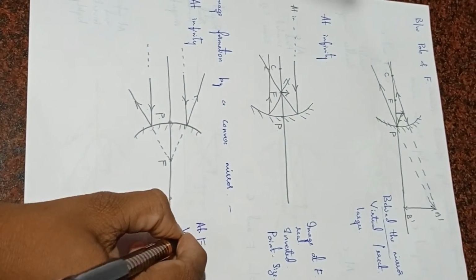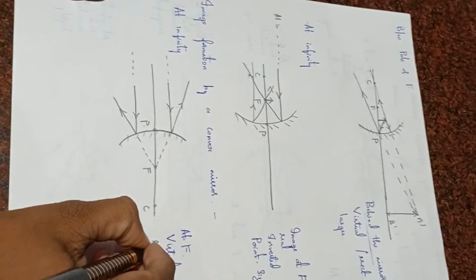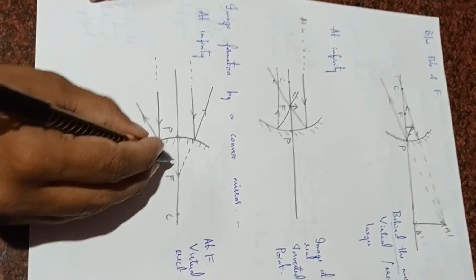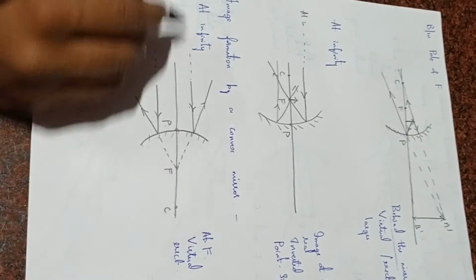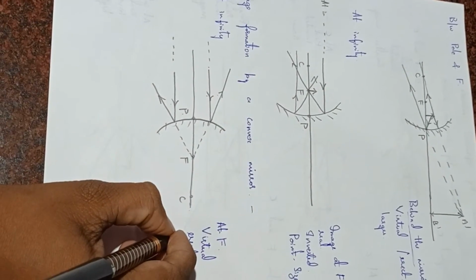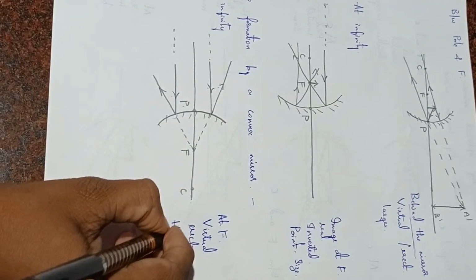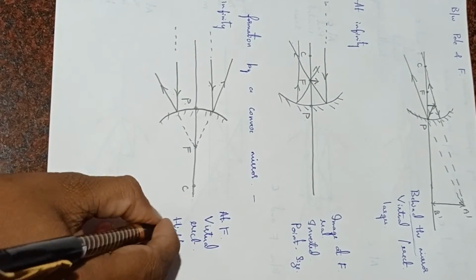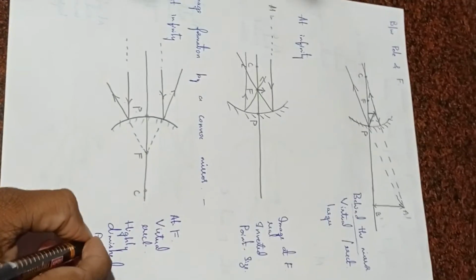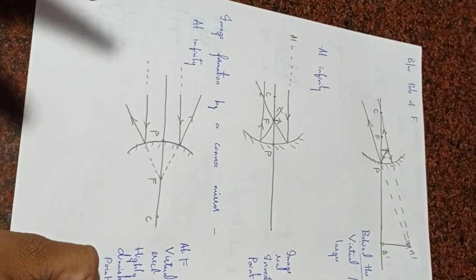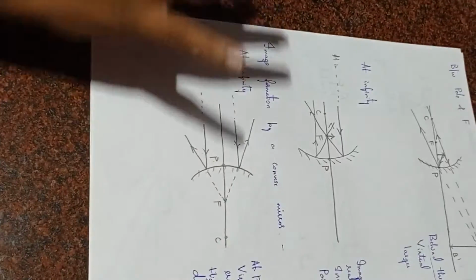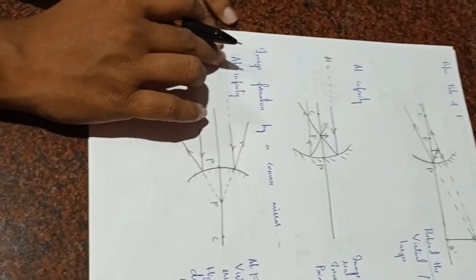How about the image? It will be virtual and erect. Now what about the size of the image? You have to think from infinity. So the size of the image will be highly diminished. Highly diminished means, I need the answer from your side itself: highly diminished, point size. Tiny size, right? Now this is about when the object is placed at infinity.